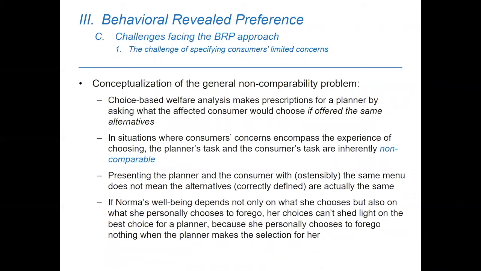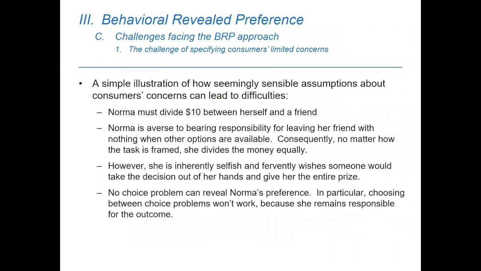So, for example, if Norma's well-being depends not only on what she chooses, but also on what she personally chooses to forego, her choices can't shed light on the best choice for a planner because she personally chooses to forego nothing when the planner makes the selection for her. This is the essence of the problem. Here's a simple illustration that shows how seemingly very sensible assumptions about the consumer's concerns can lead to difficulties. So in this example, Norma has to divide $10 between herself and a friend. And Norma is averse to bearing responsibility for leaving her friend with nothing when other options are available. And consequently, no matter how the task is framed, she divides the money equally.